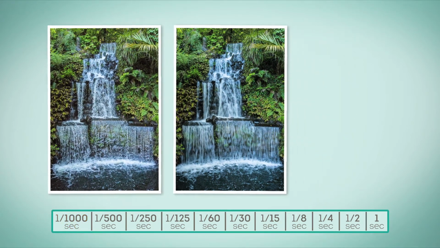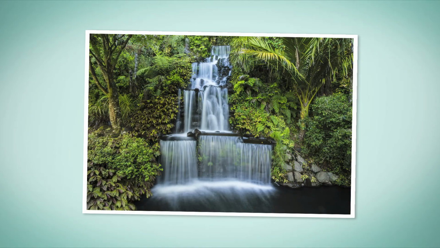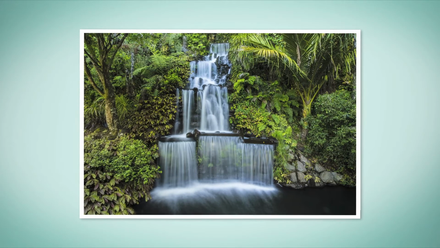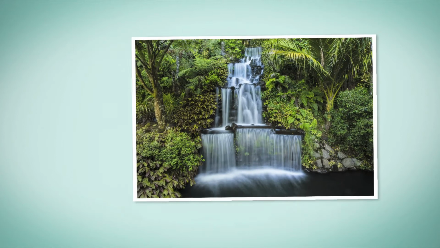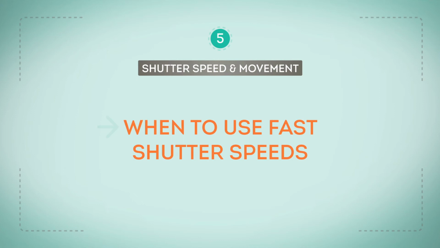Let's bring the shutter speed down, push the limits, and shoot for a full 1 second. The water movement is becoming smoother and less defined. As we decrease the shutter speed, more water movement is recorded. Fast shutter speeds freeze movement. Slow shutter speeds blur movement. However, each technique tells the story of speed in its own way.